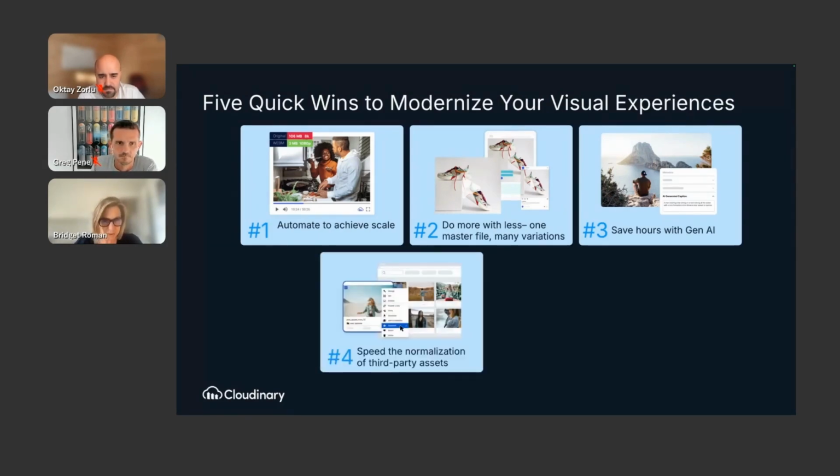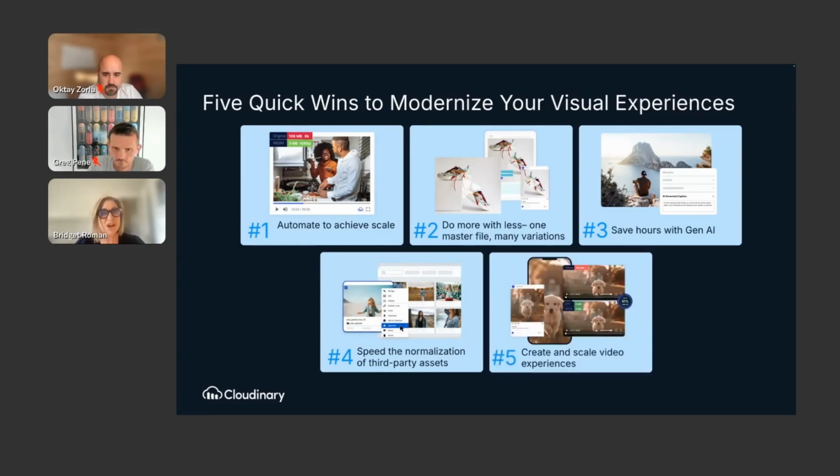And then the fourth quick win is all around normalization. So whether you are taking in assets from a third party that you need to normalize for your commerce experiences, or perhaps you're delivering assets to another marketplace, we're going to show you how easy it is to normalize those assets fast and easy. And then the last one is all around video.